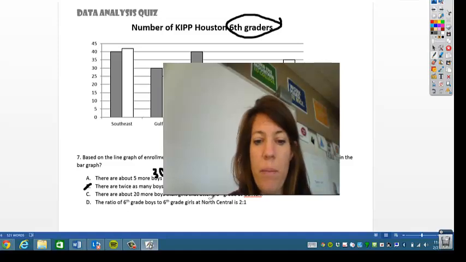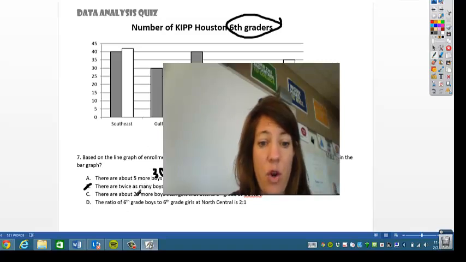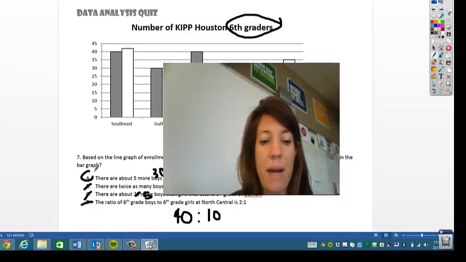There are about 20 more boys than girls at Gulfton. So Gulfton right here, the boys are at 30, the girls are at 25. No, there are about 5 more boys. Then the ratio of 6th grade boys to 6th grade girls at North Central is 2 to 1. So boys is 40, girls is 10, 40 to 10 is 4 to 1, not 2 to 1. So A is definitely my answer.